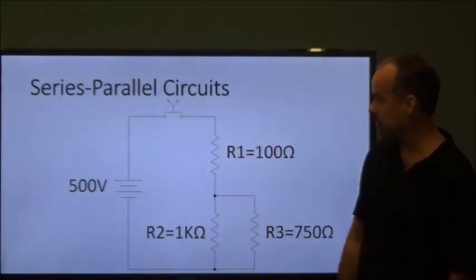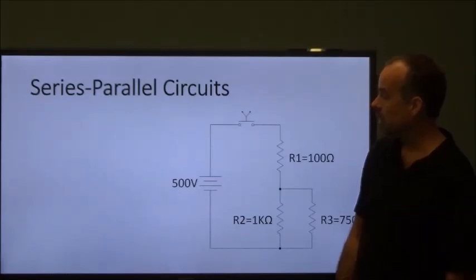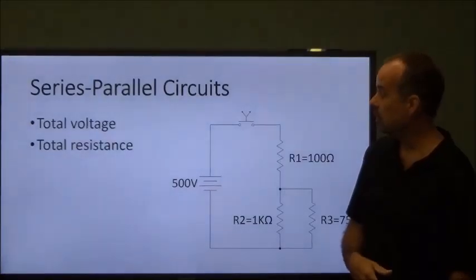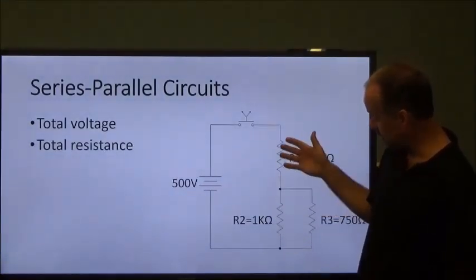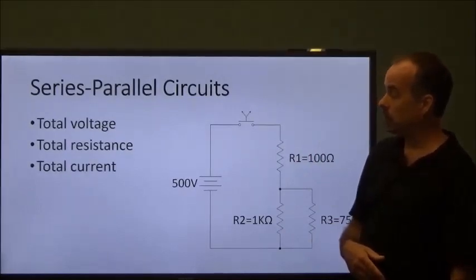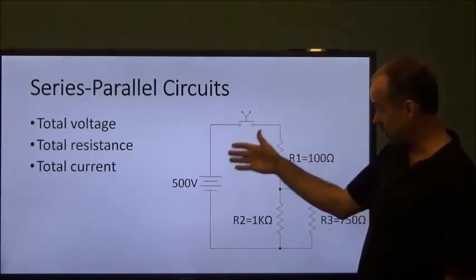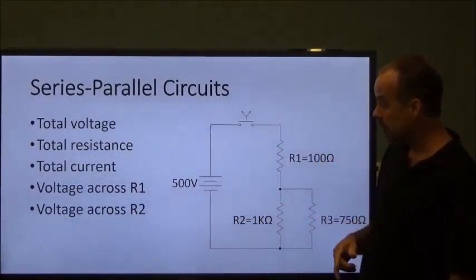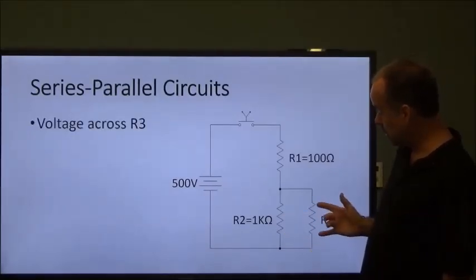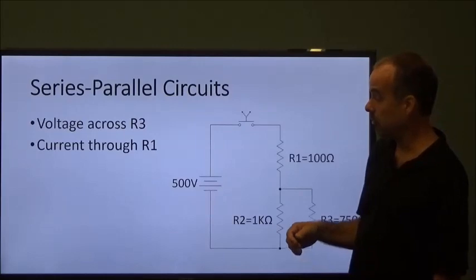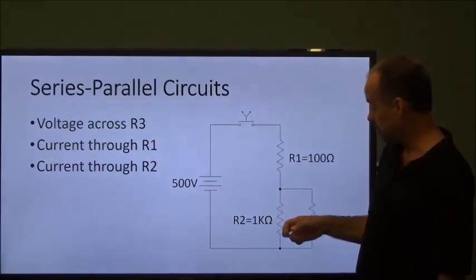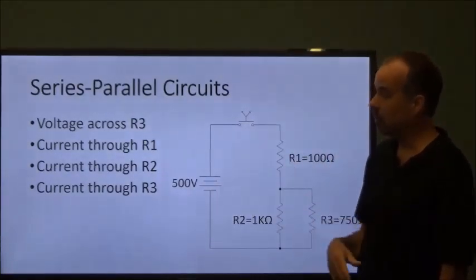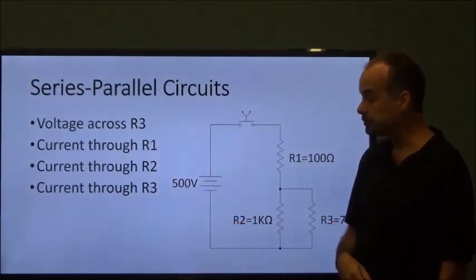So this is the circuit that we're going to be analyzing, and what we're going to determine is total voltage. We're going to determine total voltage in this circuit, the total resistance in this series parallel network, and the total current in this circuit. We're going to determine the voltage across R1, the voltage across R2, the voltage across R3, the current through R1, the current through R2, and the current through R3. With the information we have here, we'll be able to determine all these values.